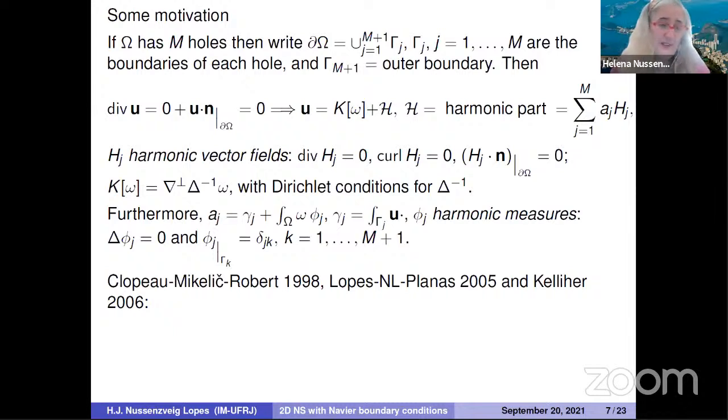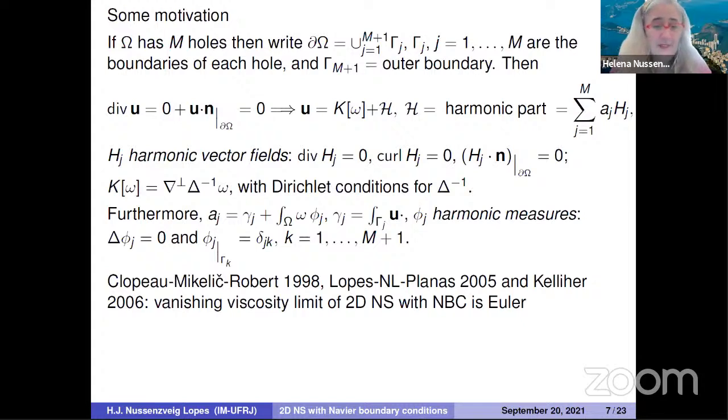And they proved first for vorticities in L infinity, and then Milton and I, together with Gabriela Planas in 2005, extended this to vorticities in L^p for any p larger than 2, and this was all done in a simply connected domain. And then Jim Kelliher, in his thesis in 2006, extended this to the case of domains with holes, multiply connected domains. So we all proved that the vanishing viscosity limit of 2D Navier-Stokes with Navier boundary conditions corresponds to a solution of the 2D Euler equations in the same domain with the same initial data. Okay, so this is a finite time horizon result.